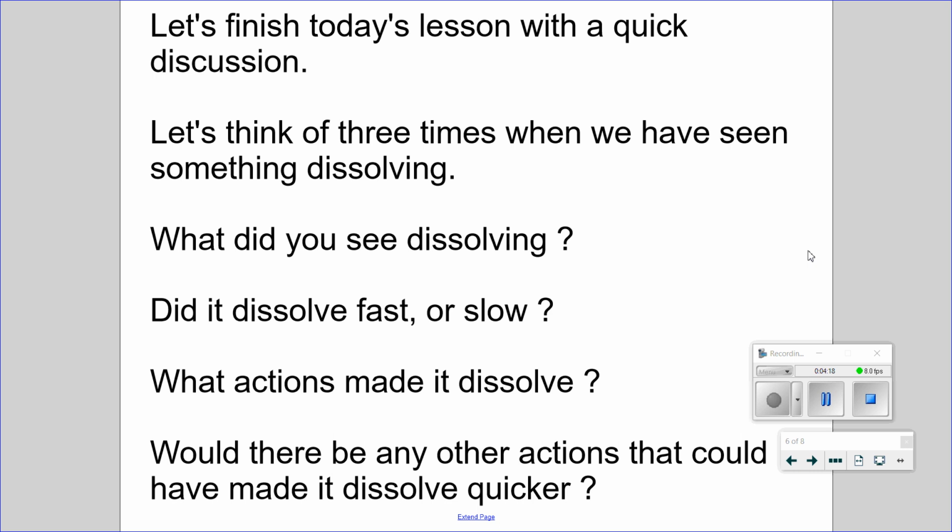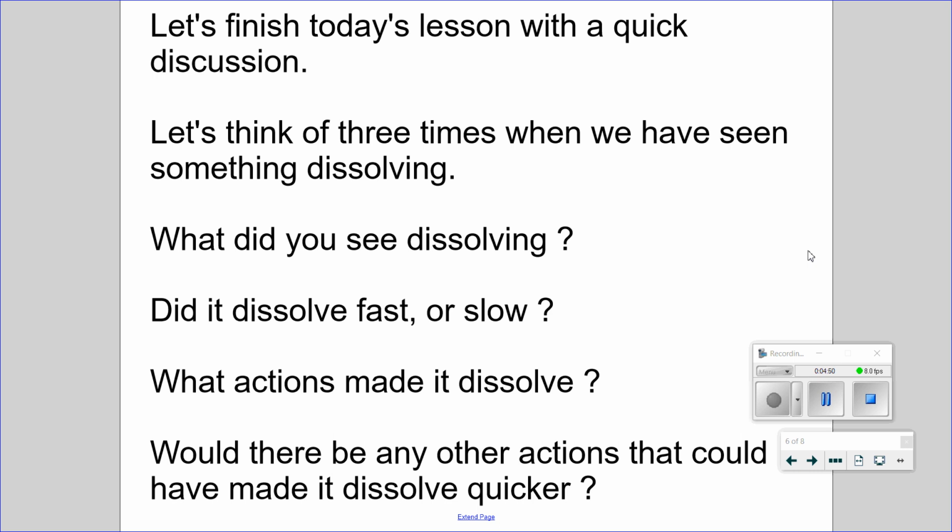All right, so we're at the end of this video, but I'm leaving you with a challenge to consider, and we'll talk about this tomorrow. Now here on the screen it says, let's think of 3 times when we've seen something dissolving. I'll put it to you guys at home, each of you to think of at least one thing that you have seen dissolving. Okay, if you can think of more than one, go for it, but I want everybody to think of at least one time that you have seen something dissolving.